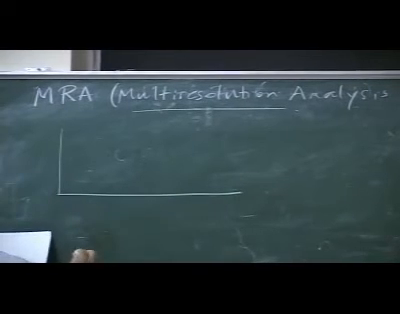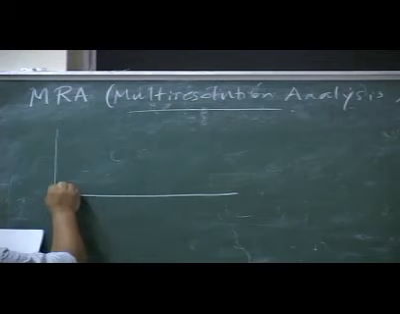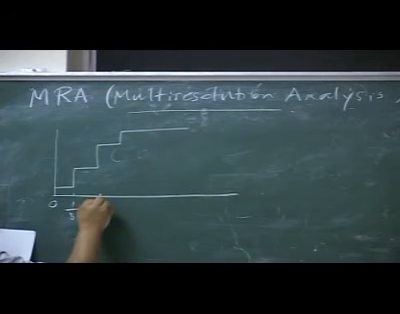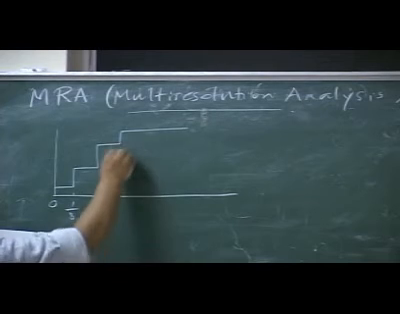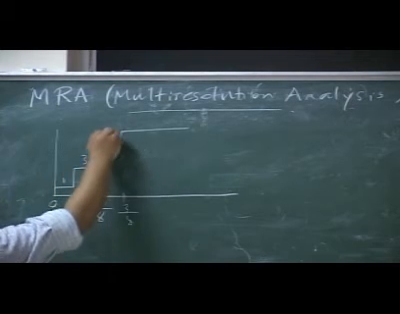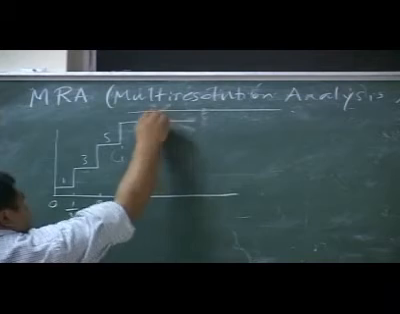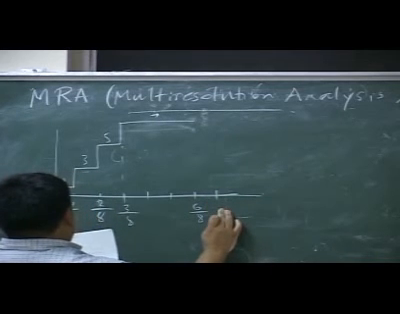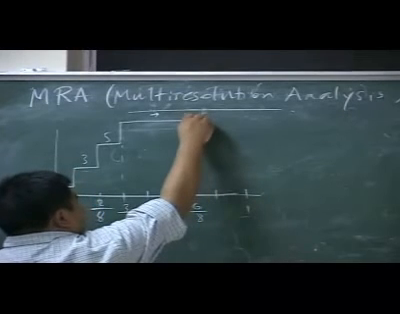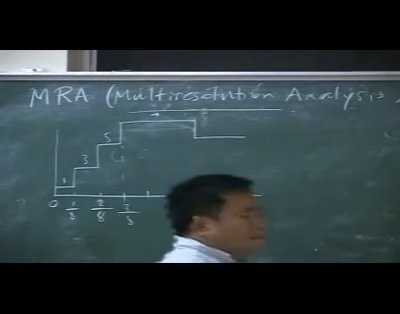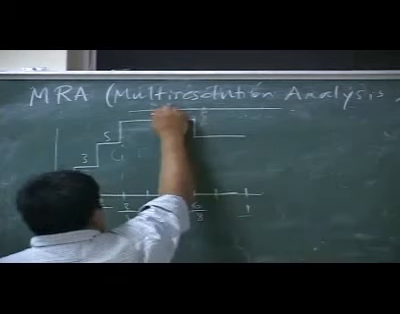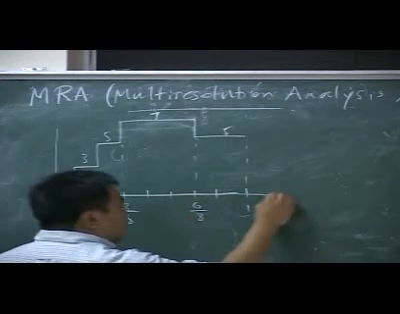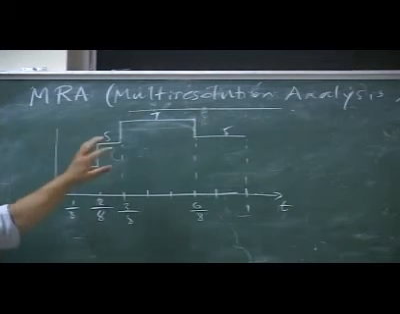Suppose I have this signal. It's a piecewise constant signal. It will be 1, 3, 5, 7, and so on, going up and then down to 5. Piecewise constant signal with 1/8 different interval. Okay?